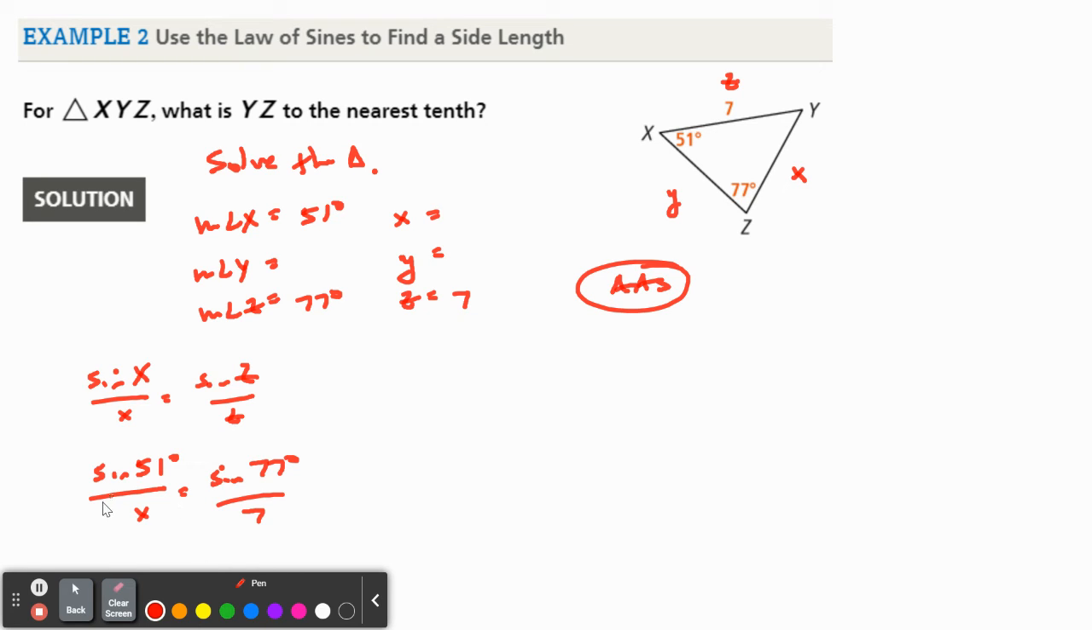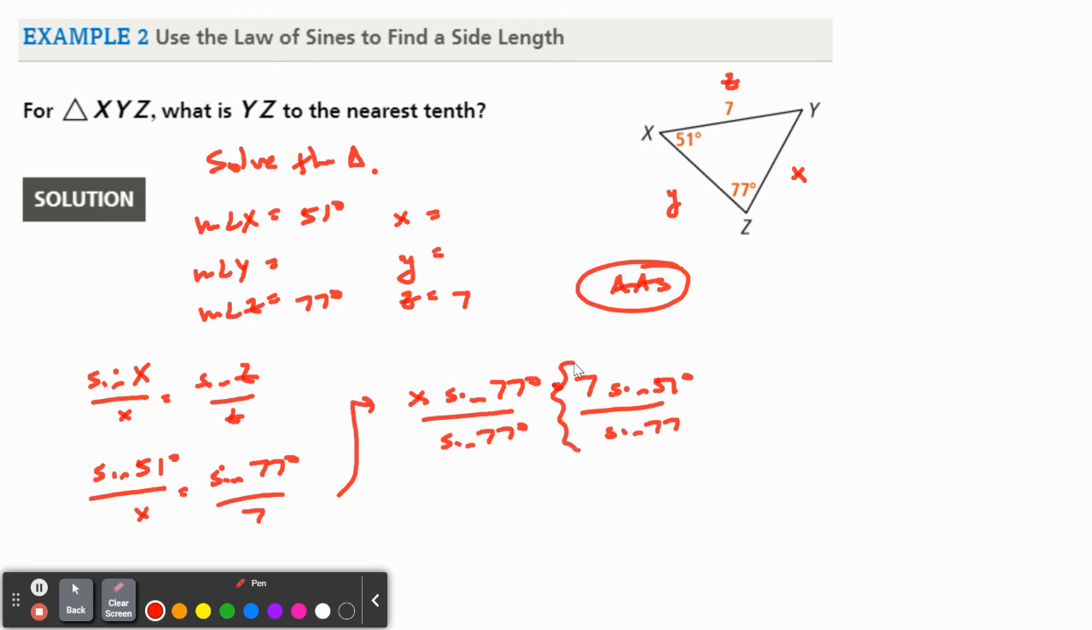All right. So when I do that, it's going to become x sine of 77 degrees equals 7 sine of 51 degrees. Notice I put the side in front, right? And now to get x by itself, I need to divide both sides by the sine of 77 degrees. And this right here is what you're going to input into Desmos. And we're going to round to the nearest tenth, that's fine. So I'm going to do that with you here. So 7 sine of 51 over sine of 77.